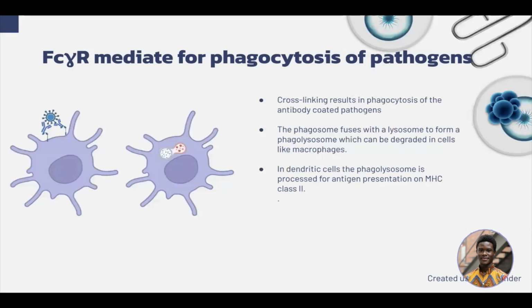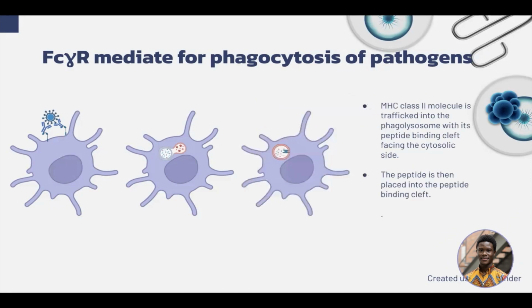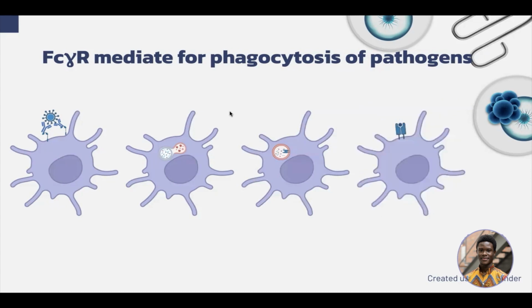Furthermore, the phagosomes then fuse with the lysosomes trafficked from the cell secretion system, where they can be degraded to attenuate infection. This mostly occurs in cells like macrophages. Then, an MHC-class II molecule is trafficked into the phagolysosome with its peptide binding cleft facing the cytosolic side. The degraded peptide is then placed into the peptide binding cleft for antigen presentation on dendritic cells. The MHC-class II molecules are then presented on the cell surface of antigen-presenting cells like dendritic cells to facilitate adaptive immune responses.